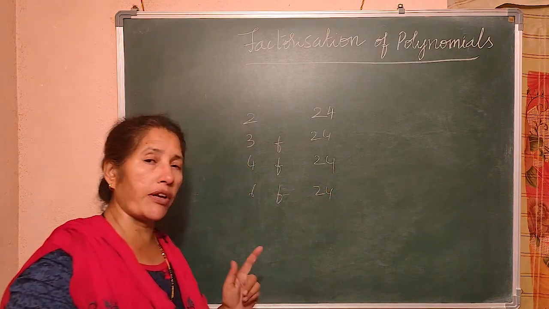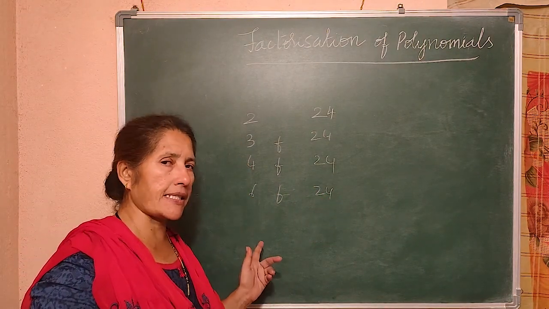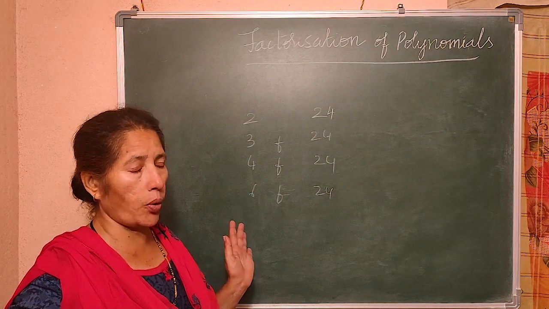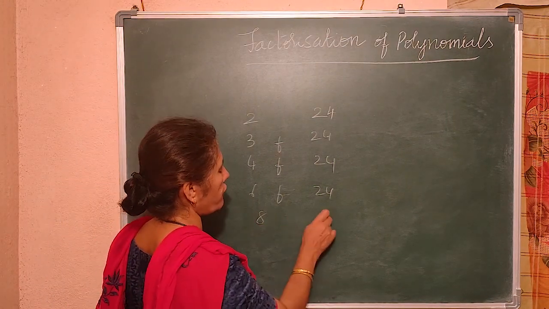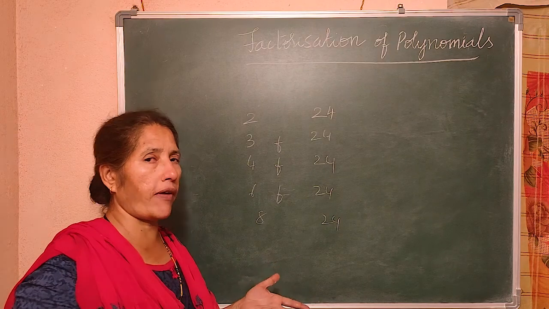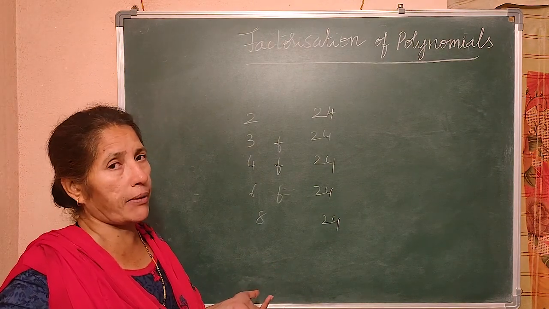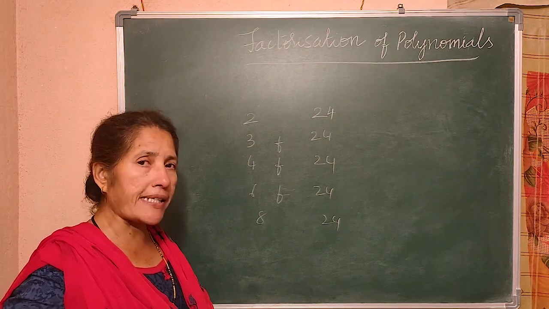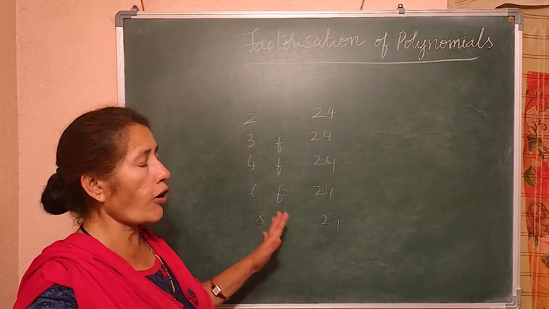So, whenever you divide 24 by 6, the remainder is 0. 8 is a factor of 24. 24 divided by 8 is equal to 3. The remainder is 0. You understand? That is the meaning of a factor.